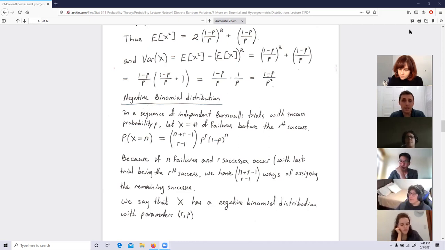Yes, the question, Sarah, and everybody else, is to calculate the expected value of X. So in this case, we want to gather R successes, and then the game terminates. What's the expected number of failures?